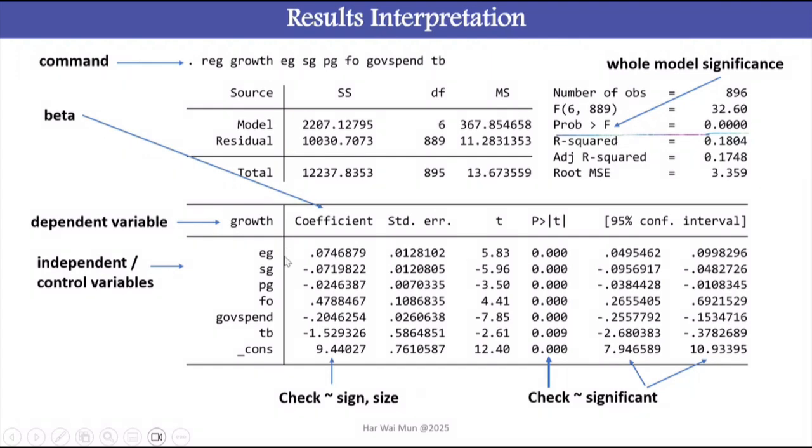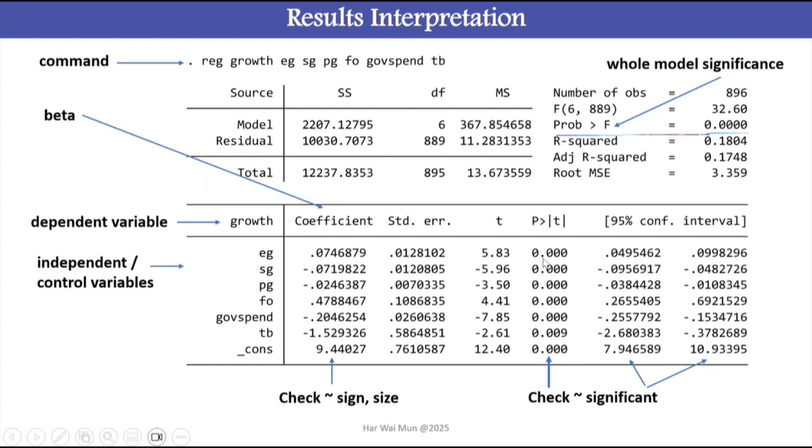That means EG and growth, economic globalization and growth, has a positive relationship. Social globalization and growth have a negative relationship. Political globalization, PG, and growth has a negative relationship. And so on. Government spending also has a negative relationship. Okay? Then you see significant or not.